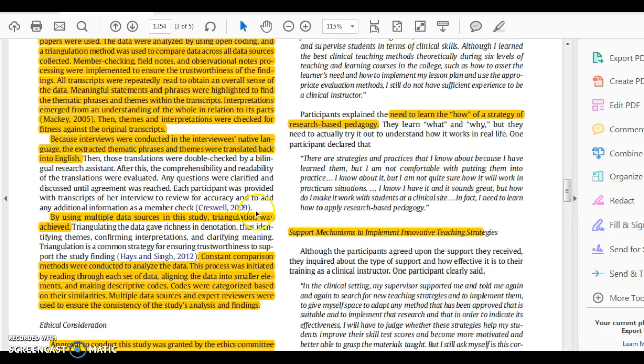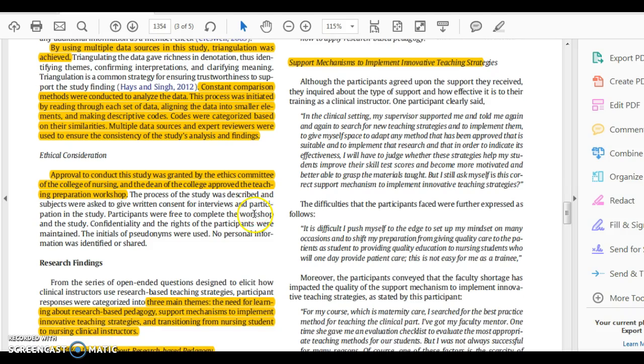In the end, what they found, this is important, they obviously addressed it. Their research findings were that they found three central themes: the need for learning about research-based pedagogy, support mechanisms to implement innovative teaching strategies, and transitioning from nursing student to nursing clinical instructors. This is what they found that our novices need. And this sounds pretty darn typical of new instructors anywhere in the world.